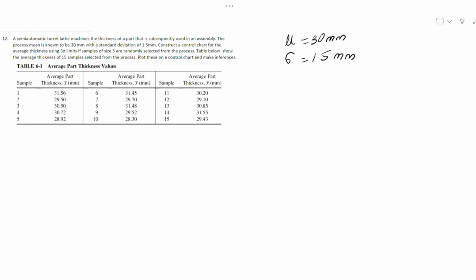Now we have to construct a control chart for the average thickness using 3 sigma limits if samples of size 5, or n equal to 5. The table below shows the average thickness of 15 samples. These are the thickness of 15 samples selected from the process. Now we have to make this on a control chart.